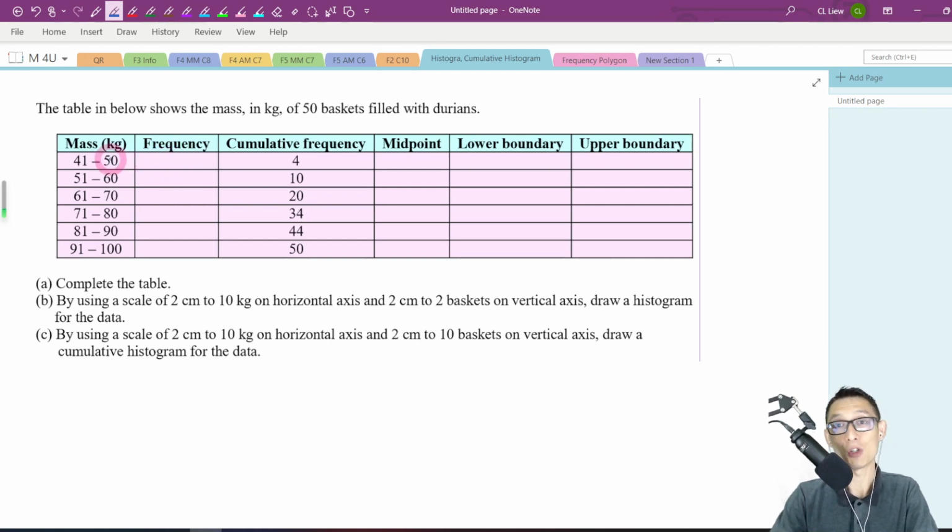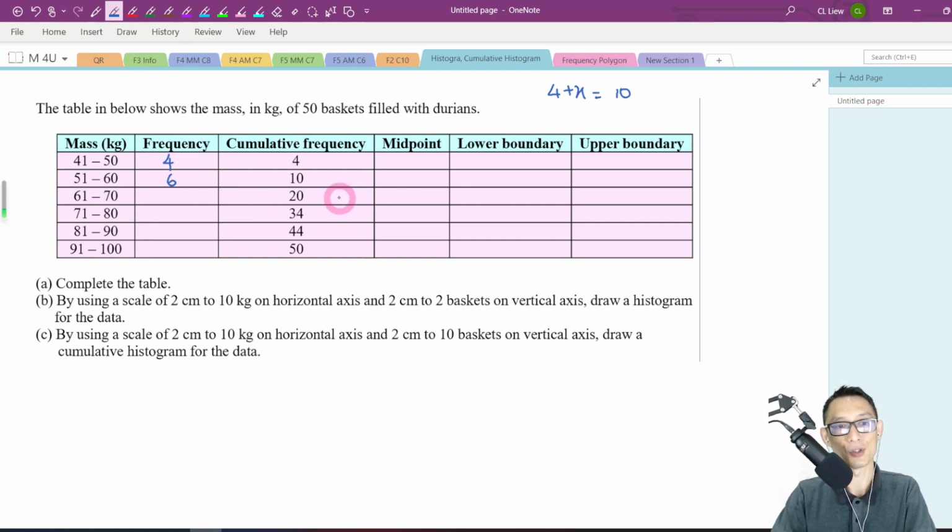To determine the frequency for the first class interval is actually very easy. You just need to copy this one. But when it comes to the second class interval, you need to be more careful. Try to think, how do we get 10 here? We take 4 plus the frequency for this class interval to get the cumulative frequency. Let's assume the frequency here is x. So 4 plus x is equal to the cumulative frequency, which is 10. How do we get back the value of x? We take 10 minus 4. So now we know this is actually 6.